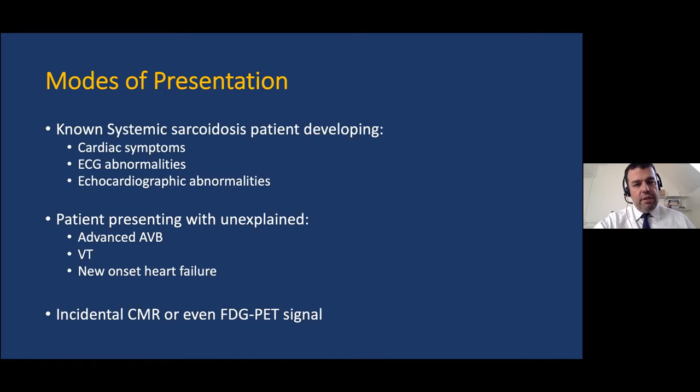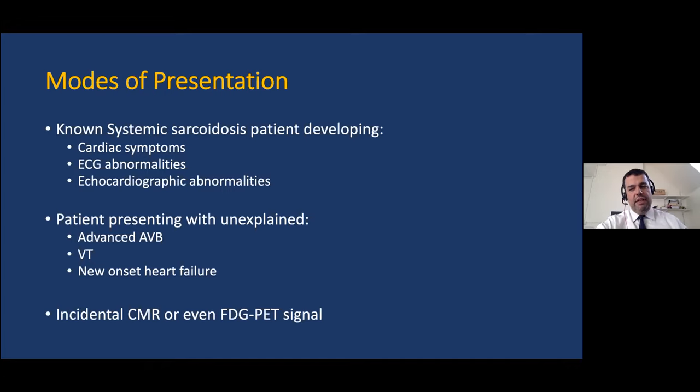There are patients, and many of you may have been in that group, who may present with an unexplained rhythm disturbance or heart failure in the first instance. These include patients who develop advanced atrioventricular block, such as complete heart block, with or without episodes of dizziness or syncope, patients who experience VT, and patients who experience new onset heart failure. Unfortunately, in that group there are patients who experience sudden cardiac death, and a large study from Finland has shown that this may be up to 14% of the total cardiac sarcoidosis diagnoses.